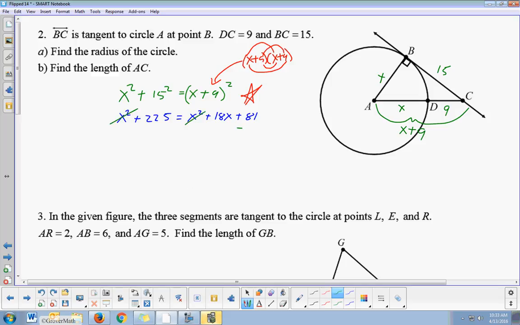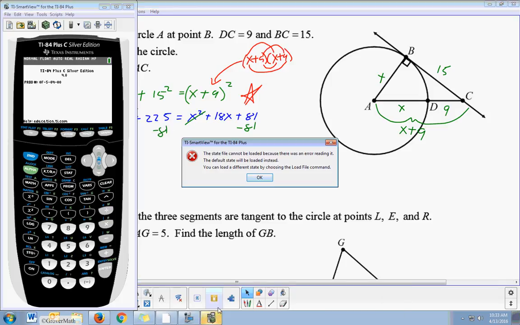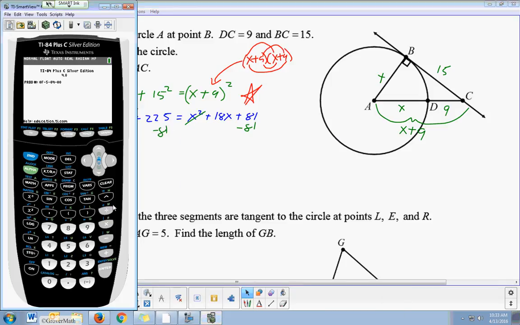We could subtract 81 to the other side, and this is where I'm going to let the calculator do that math for me. Let me just double check my 15 squared is 225. It is. Okay, cool. And then minus 81 to get that is 144. And of course, I'll have to divide by 18 to solve for x to get 8.